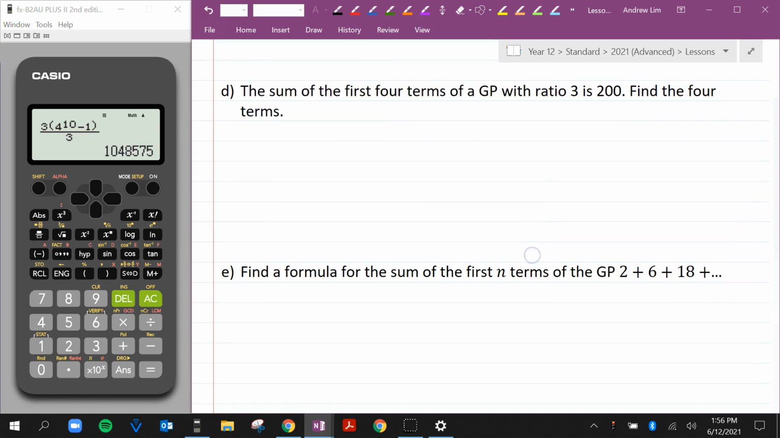All right, question D. The sum of the first 4 terms of a GP with a ratio of 3 is 200. Find the 4 terms. So the sum of the first n terms is a bracket r to the n minus 1 over r minus 1. Sum of the first 4 terms. We don't know what the first term is. We know that the ratio is 3. And we know that the sum will be 200.